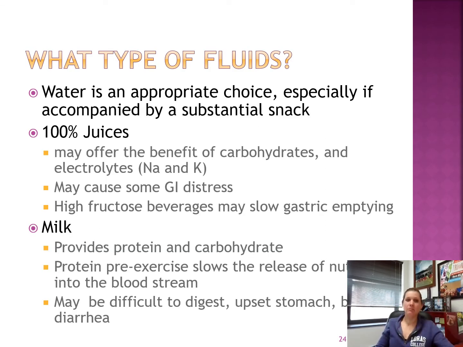What should they be consuming? Okay, so water is great, especially if they're consuming a snack with it, maybe a granola bar, banana, etc. Juice is another option, so this can offer us the benefit of carbohydrates and maybe some electrolytes. It could cause some GI distress because fruit juice is going to be high in fructose. So again, remember when we think about the absorption of fructose molecules, it's going to move through facilitated diffusion, which means it's slow. So that slow process can cause maybe some issues with gastric emptying or cause GI distress if I consume that too close to the start of that workout.